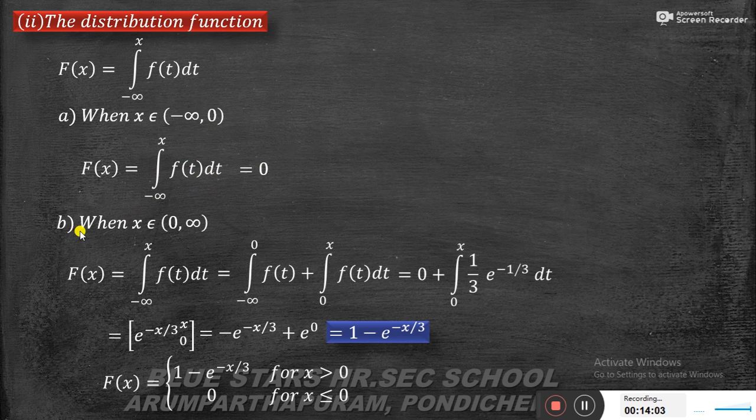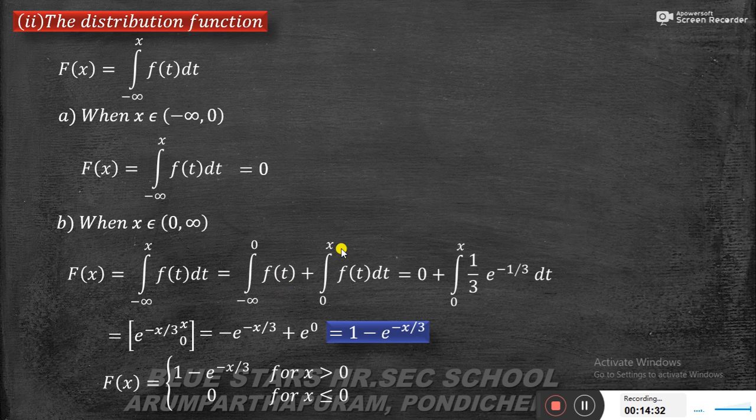So next, I take the limit x belongs to 0 to infinity. 0 to infinity means this is the formula, capital F of x equal to integral minus infinity to x f of t dt. So I substitute, that means minus infinity to 0 plus 0 to x. Minus infinity to 0 means it goes to the second interval. Second interval means x less than or equal to 0, the function is 0. So f of t dt, here f of t means 0.